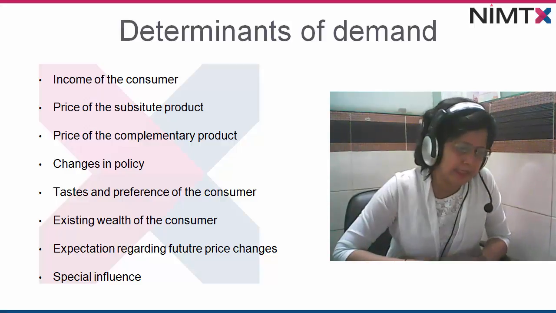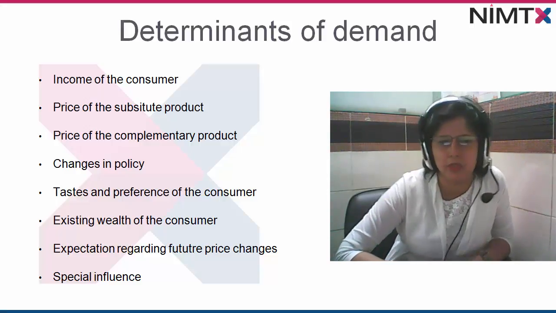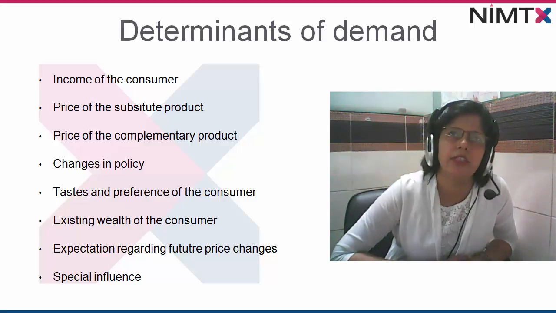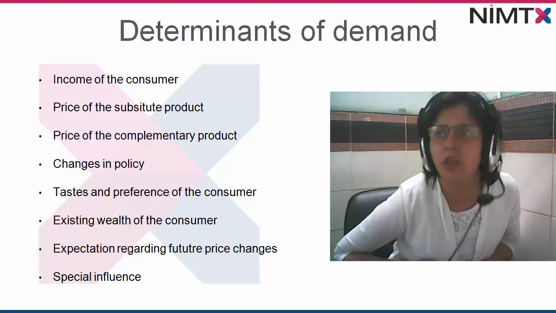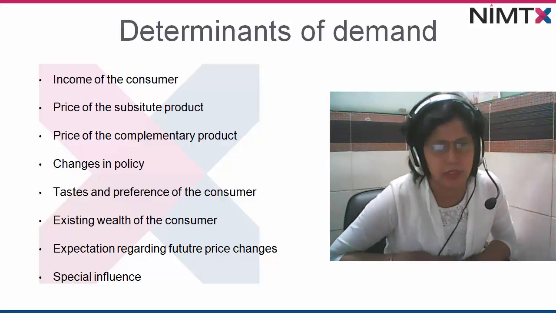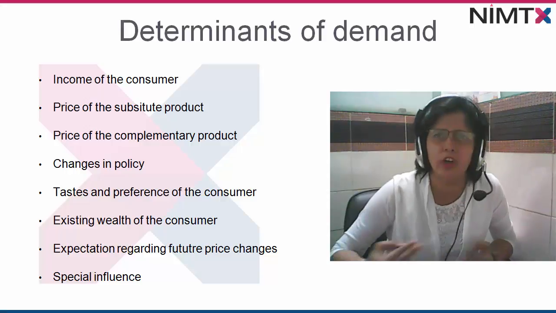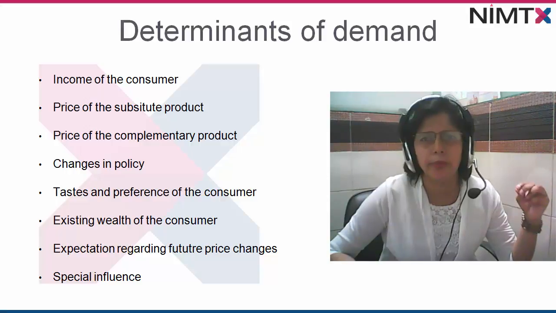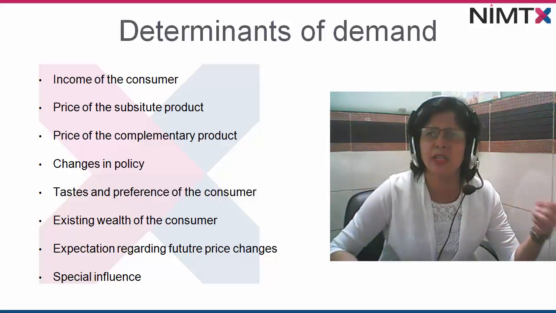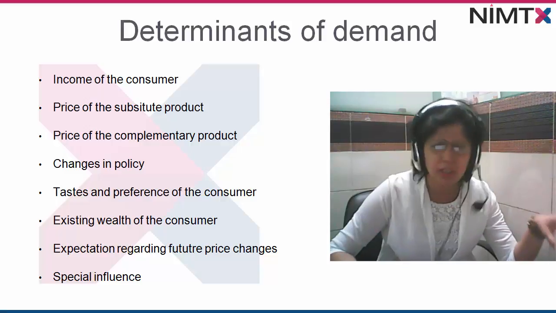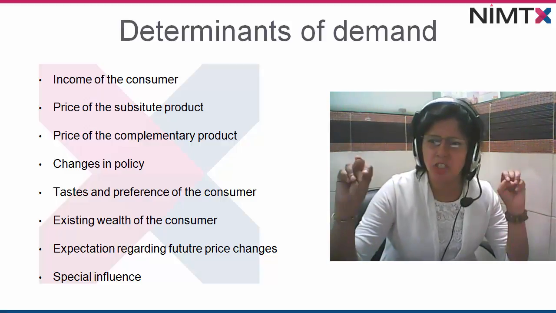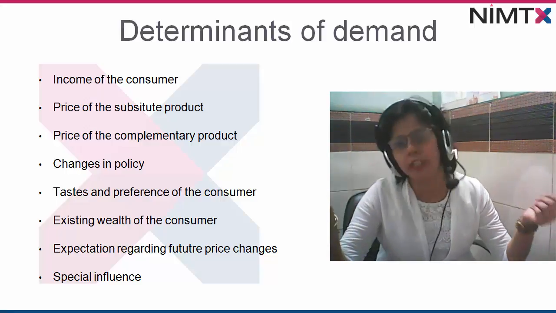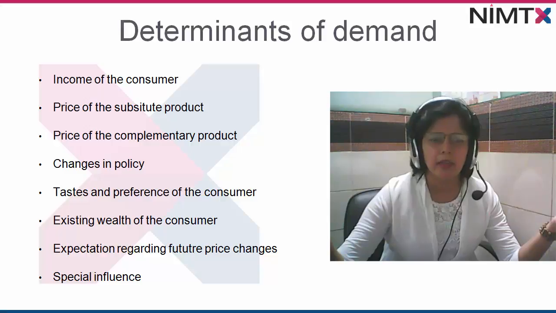The next thing is the existing wealth of the consumer. If the consumer has high existing wealth, for example, Mr. Anil Ambani and his kids, they have plenty of money. They can buy whatever they want to buy. They need not bother about changes in the price or the cost. They just go to the market and purchase, because they have plenty of money, lots of houses, a huge amount of money. So that is the existing wealth of the consumer.